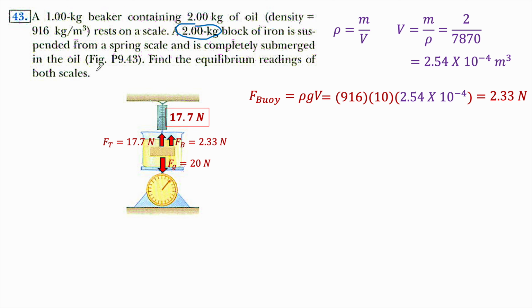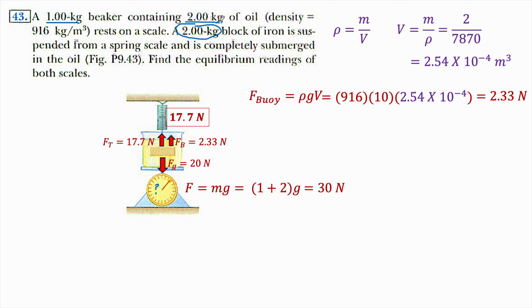And that just leaves us then with the question of what's this scale down here going to read? Well, you might say, oh, this is easy. We've got a 1 kilogram beaker filled with 2 kilograms of oil. Super easy. It's just going to be the force of gravity on the two. So 1 plus 2 times gravity, and you'd get 30 newtons. Whoops, there it is. And that's almost right.